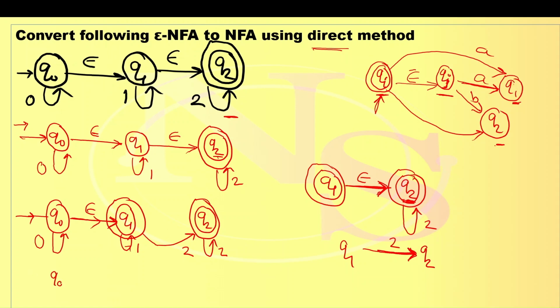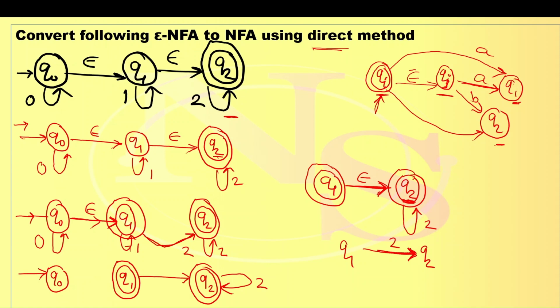Just for understanding, I am writing the same diagram as it is. In the exam, you can directly write down the answer. So Q1 we have just made it as a final. Then Q2 as it is given final. Then Q2 having the self loop as it is. This Q1 to Q2 having the transition for 2. Then Q1 having the self loop for 1.